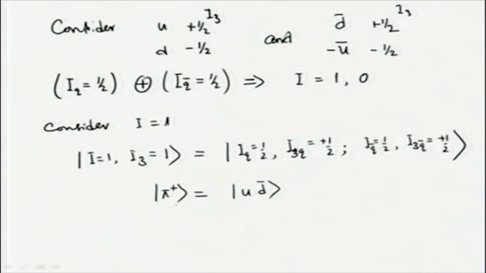You want to see what are the other possibilities when you combine an I q equal to half and I q bar equal to half. For that, you consider this I equal to 1, I3 equal to 1. The usual way to do it is to operate the step down operator on this I equal to 1, I3 equal to 1, and we will get something into I equal to 1, I3 reduced by 1 unit and equal to 0.